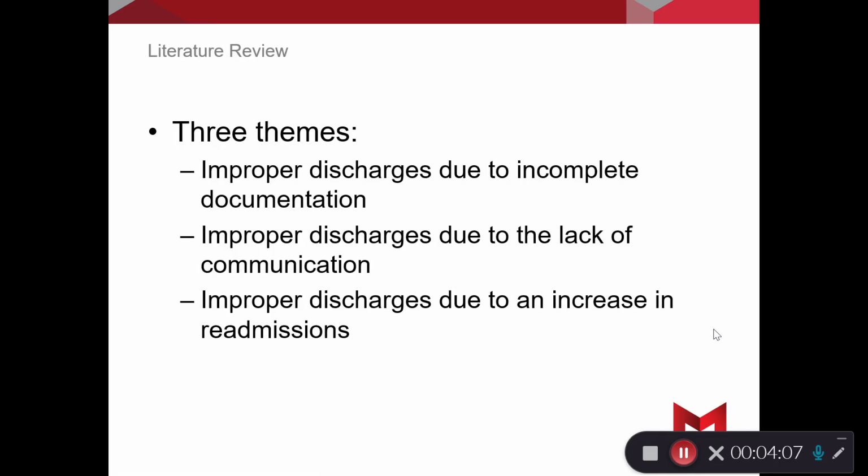For the literature review, three themes were found. The first theme was improper discharges due to incomplete documentation. The second theme was improper discharges due to lack of communication. And the third theme was improper discharges due to an increase of readmissions. The causes of these themes were the fast-paced nature of healthcare, the increased responsibility of staff members, patient noncompliance, polypharmacy, and medical errors.